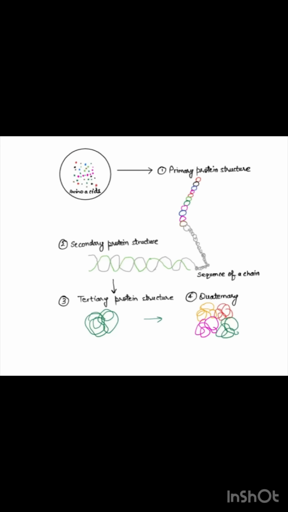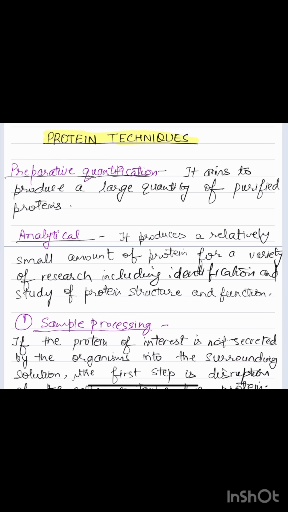So in today's video we are going to discuss protein techniques, the techniques which are involved in protein isolation. So basically protein purification is a series of processes intended to isolate and purify a single protein or complex from cells, tissues or whole organisms. And separation steps usually exploit differences in protein size, physical chemical properties, binding affinities, and biological activity.